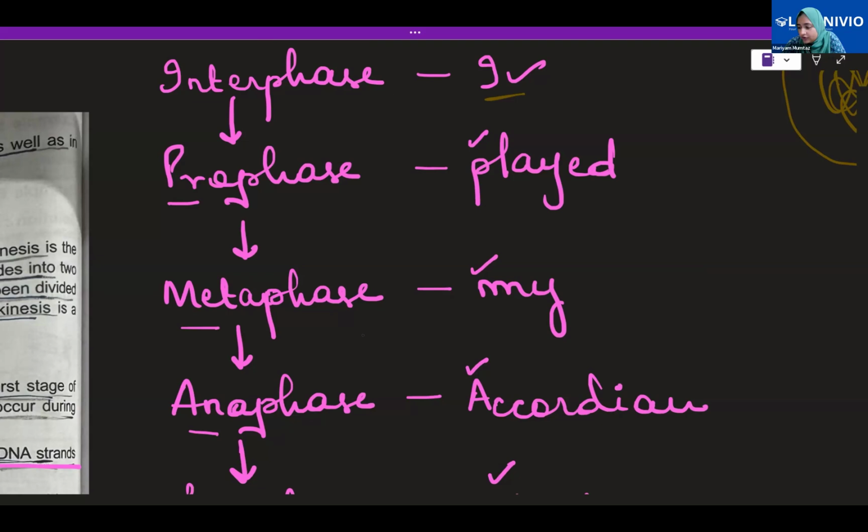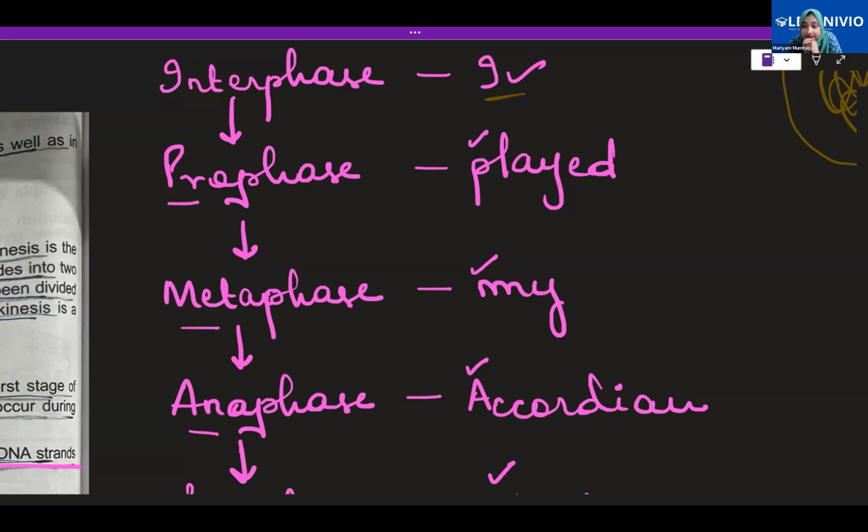Prophase. I'm asking about prophase. Okay. In prophase, condensation of genetic material will take place. Very good. And then the chromatin will start to define itself into chromosomes. But are the chromosomes clearly visible? No, they are not clearly visible. They are looking like a woolen ball, like tangled up.